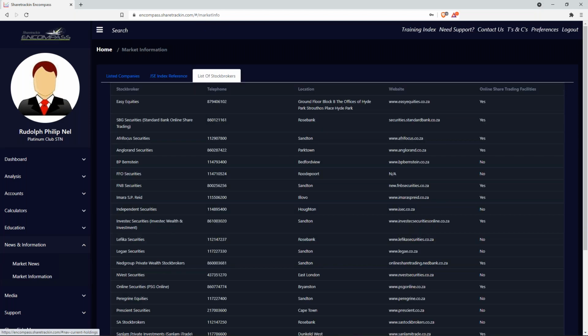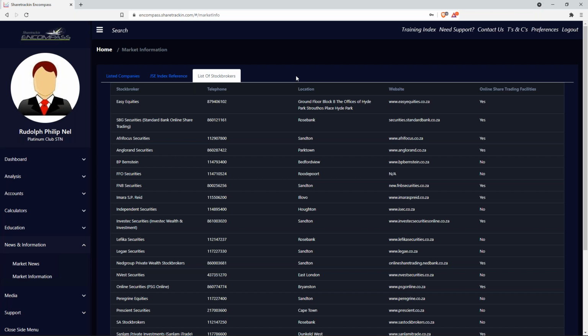Then you've got your list of stockbrokers. So for those that are already at that stage, that if you want to open an online share trading account, you can come to this page. For instance, if you want to open an account with Easy Equities, it will give you the telephone number, the location where they're located, the website, and whether it has an online trading facility or not. You would preferably go for one with an online share trading facility and not one without, because for instance FFO Securities, they don't have online facilities or a website.